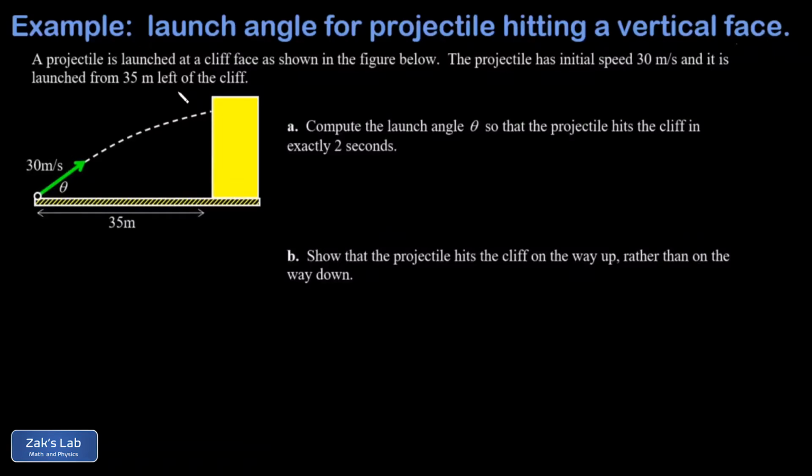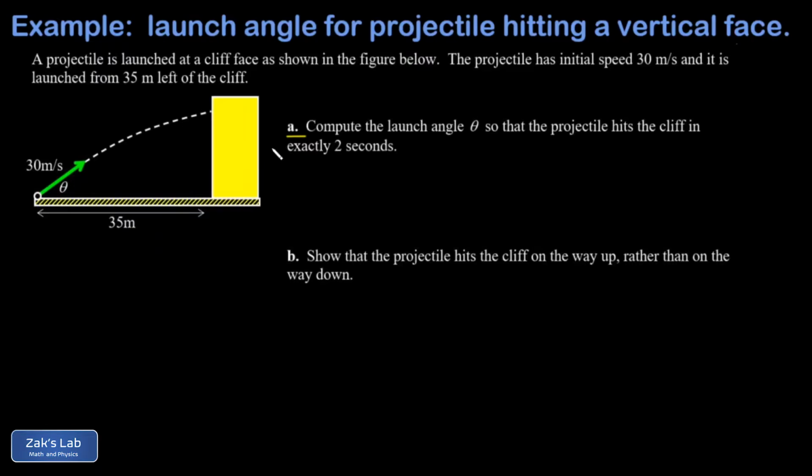In this video, we're solving a projectile motion problem where a projectile is launched into the face of a cliff, and we're given the initial speed and the distance from the cliff. But this is a little bit of an unusual question, because what we're trying to calculate in part A is actually the launch angle required for this projectile to hit the cliff in exactly 2 seconds.